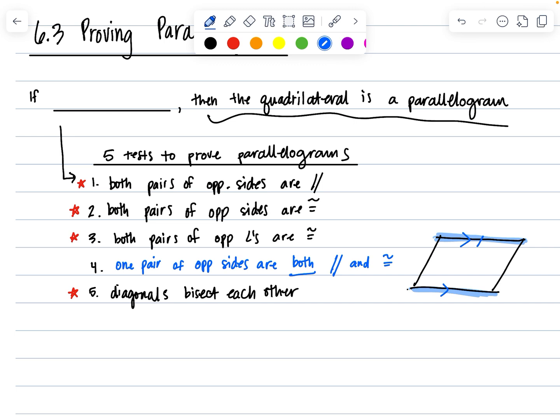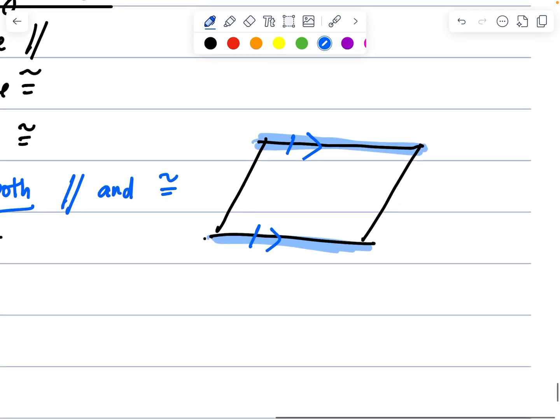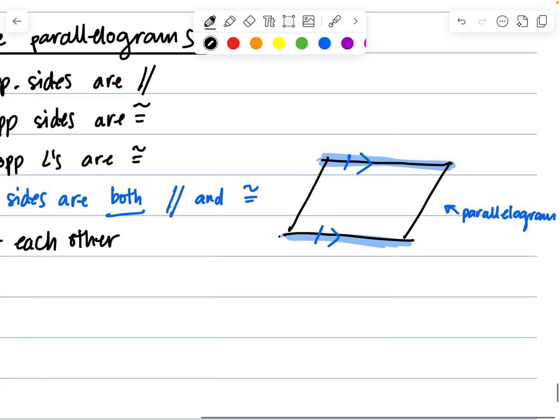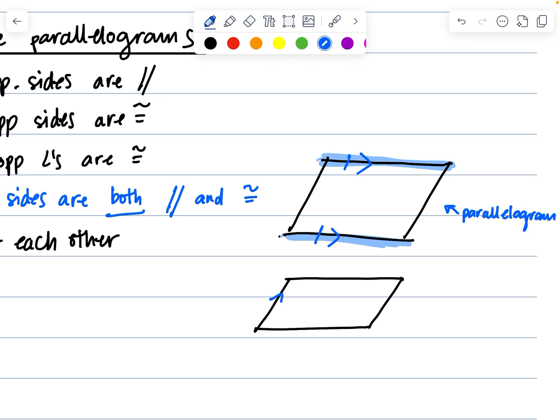So I'm going to put a tick marker and a tick marker. And if it's a little confusing like that, you can put it behind it as well. It doesn't quite matter where it goes. If it's both parallel and congruent, then the quadrilateral is a parallelogram. So this is a parallelogram. Now, it doesn't have to be the top and the bottom. We could also technically have this. If I drew this instead, one pair of opposite sides parallel and congruent, this is also a parallelogram.